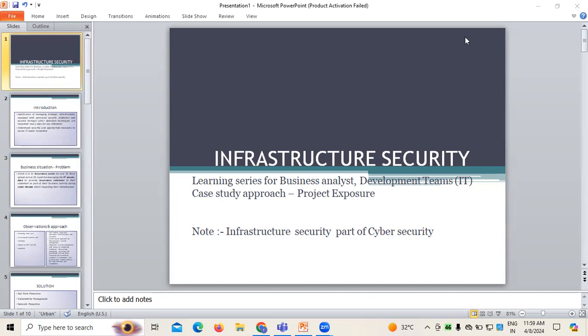This is based on the case study approach. I am taking a case study, and based on it, what solutions we are going to provide, and everything else, will be explained.